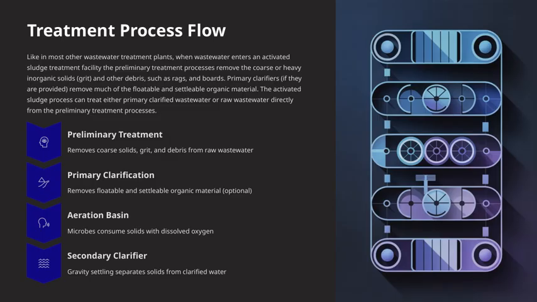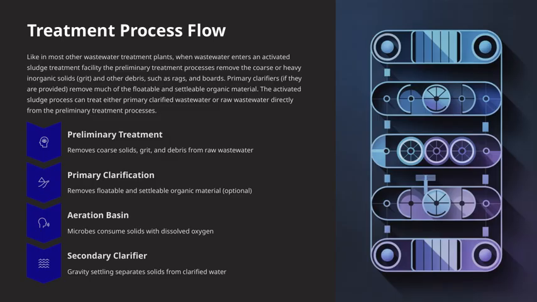After these initial steps, the water moves into the aeration basin. Here, microbes play a crucial role. They consume the remaining organic solids using dissolved oxygen. This biological process is what makes activated sludge treatment so effective at breaking down pollutants.